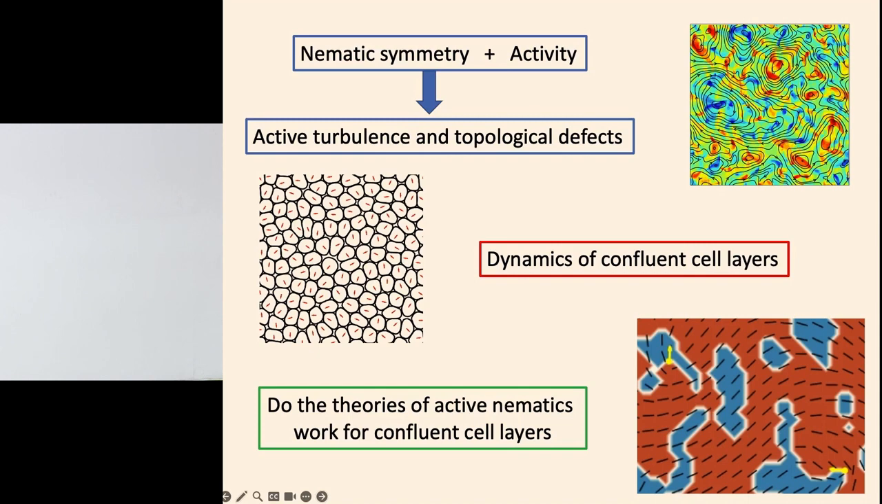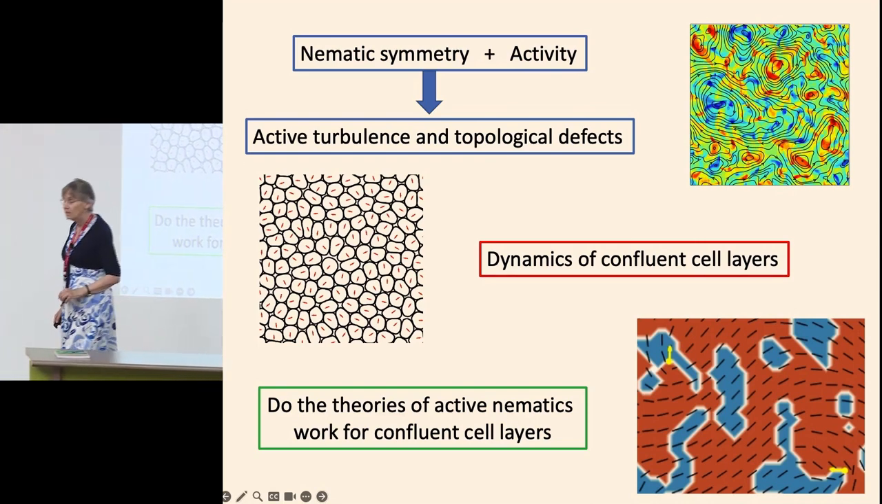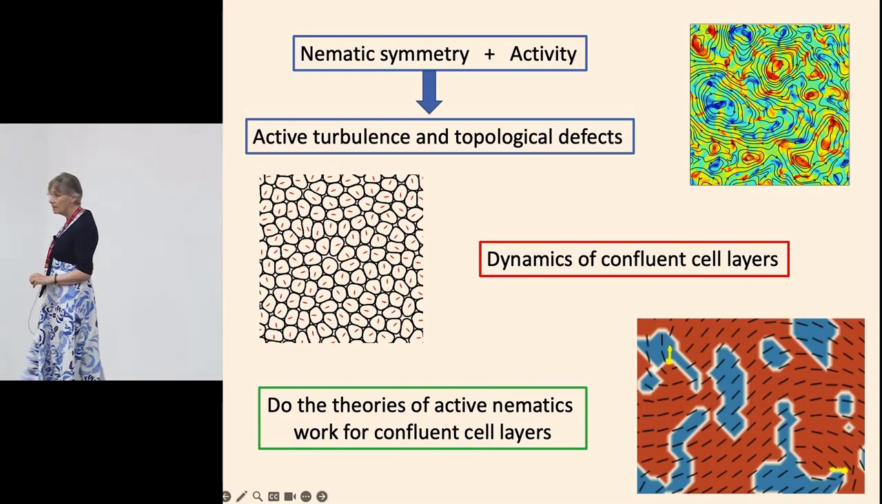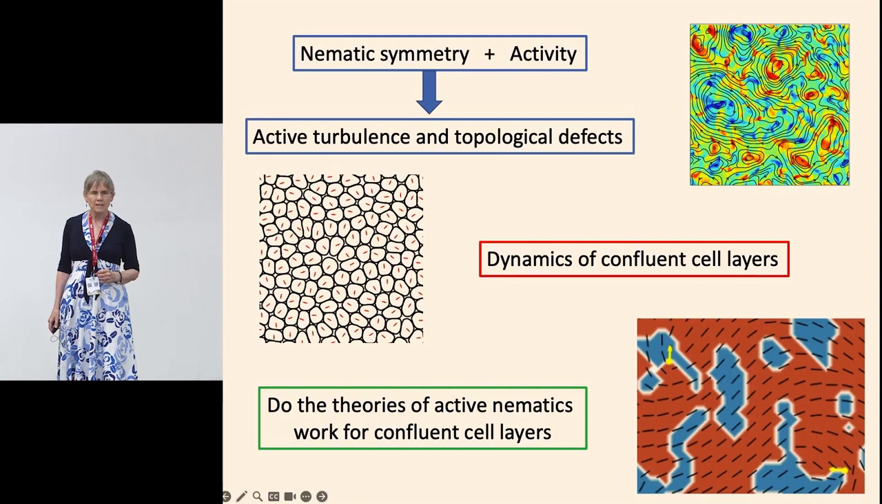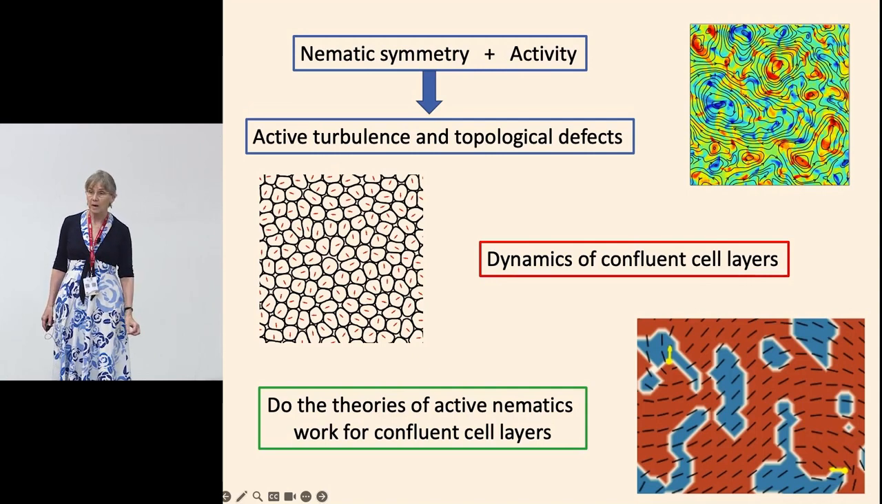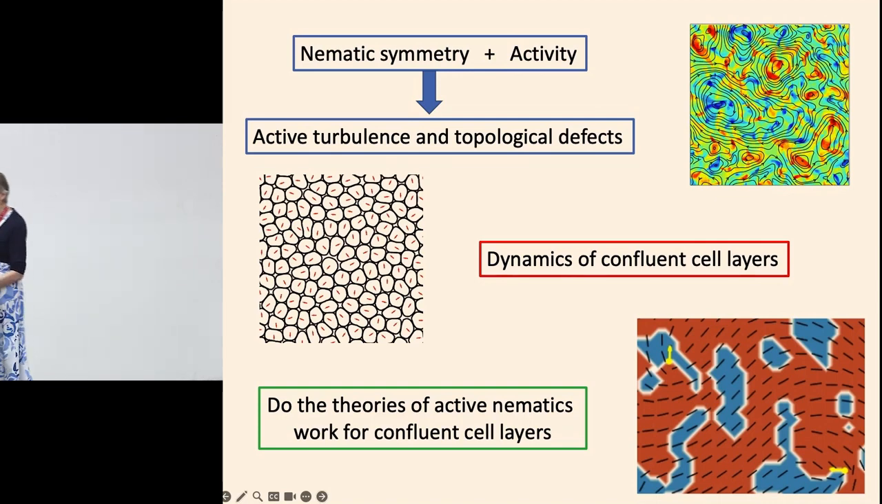We see active turbulence in these cell layers, which is perhaps a bit surprising because these cells often are round to start with. And then I'll talk about extensions to the theories of active nematics, which can be used to describe cells in active layers. And I sort of understand the physics and the maths behind it, but there's still a lot I don't understand about the biology. So any input would be welcome. This is very recent work.